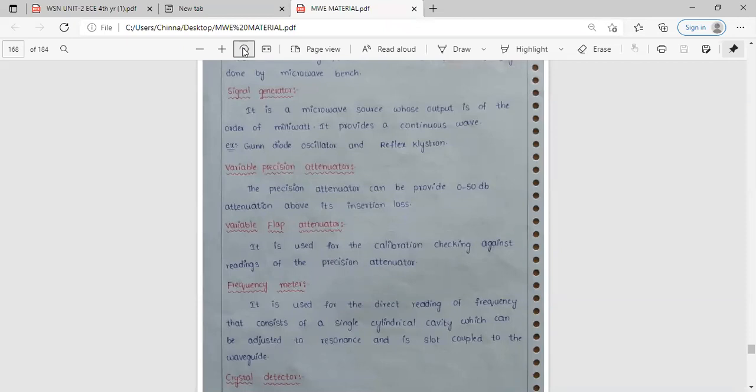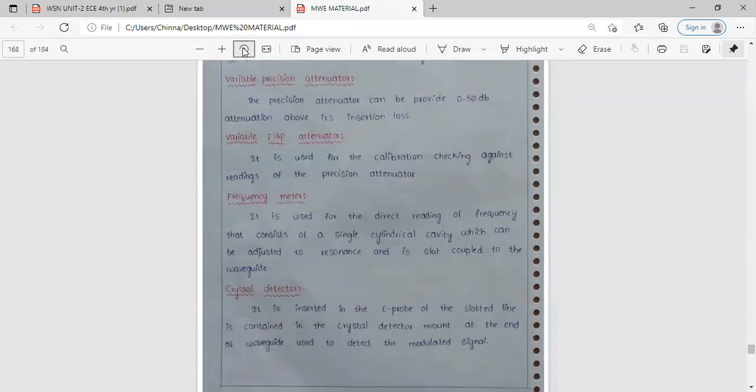Another important component is the isolator, which is not represented here. The isolator follows the signal generator. After the signal generator, wherever you use a microwave bench setup, the isolator follows. What is the functionality of the isolator? The isolator always allows forward direction signals and doesn't allow backward direction signals. That is the main functionality of the isolator. After that comes the variable attenuator or attenuator devices.